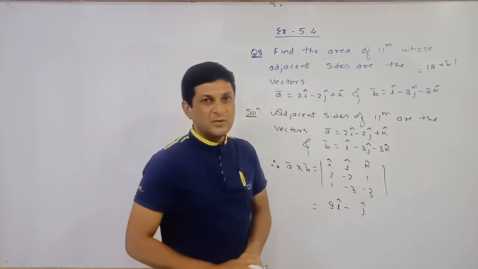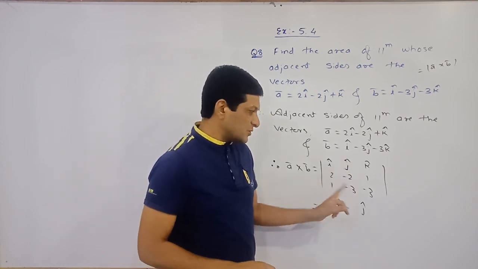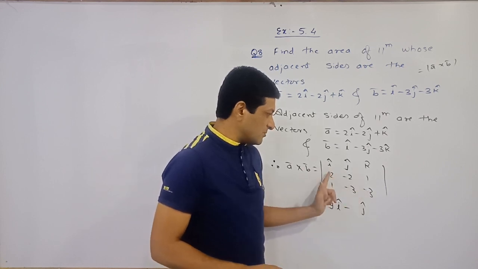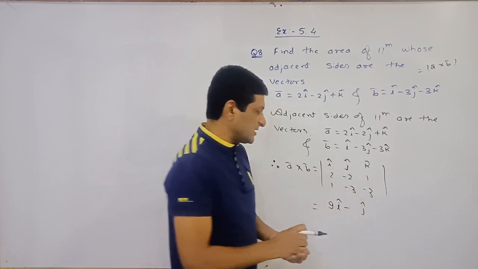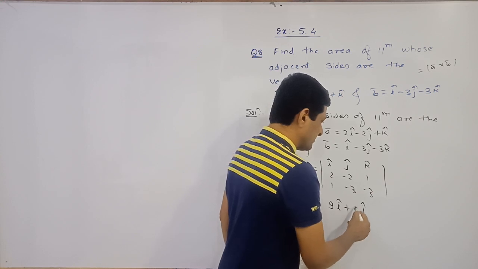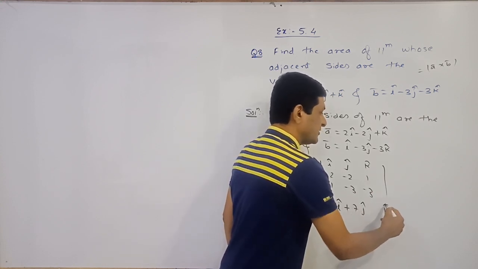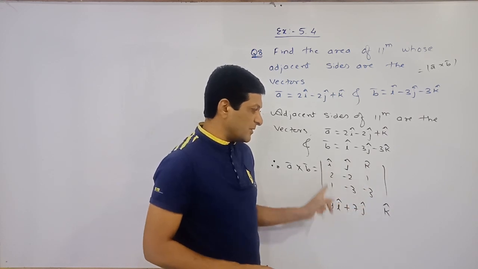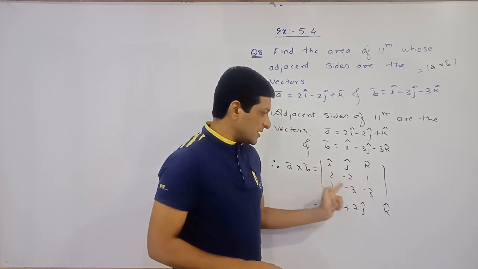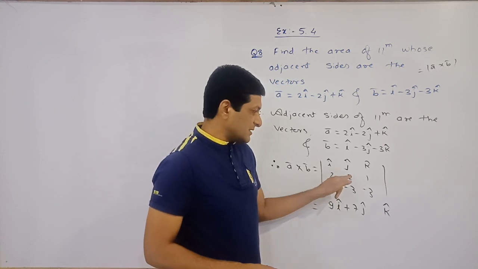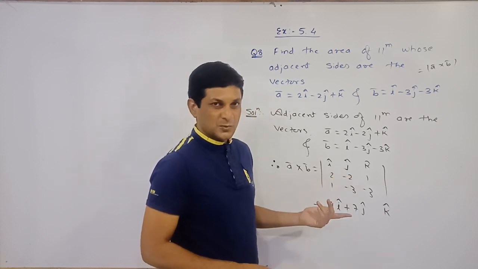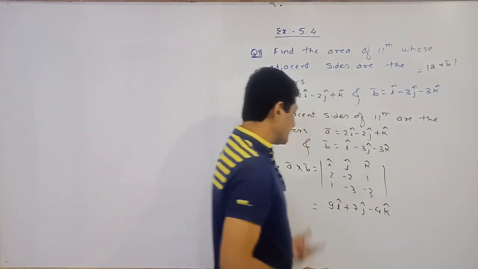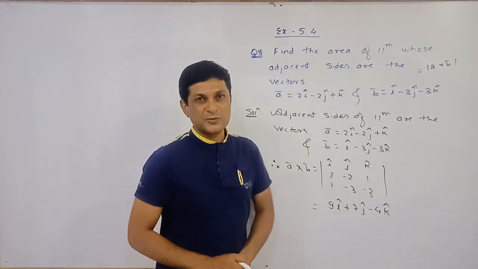Now try to find out the coefficient of j cap here. Delete this column, and find out the determinant of these four elements. So this product is how much? Minus 6 minus 1 means minus 7, and with the minus sign this will become plus 7. Lastly we are trying to find out the coefficient of what? K cap. So delete this last column, and find out the determinant of these four elements. So this product is minus 6 and minus minus is plus 2. Minus 6 plus 2 will be equal to how much? Minus 4. In this way we have got the value of a bar cross b bar.